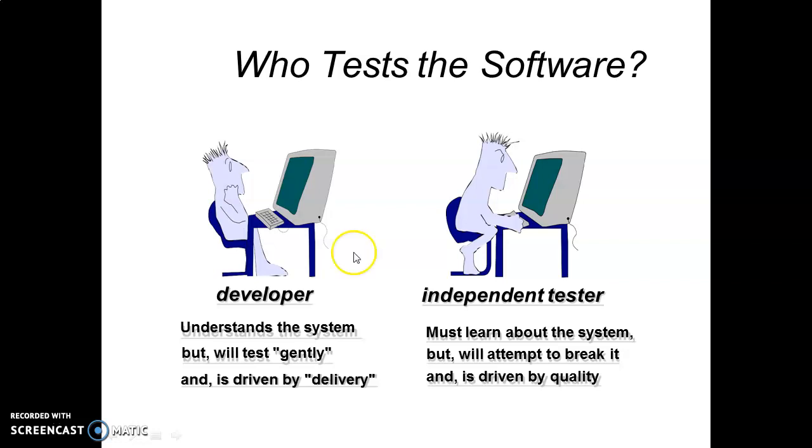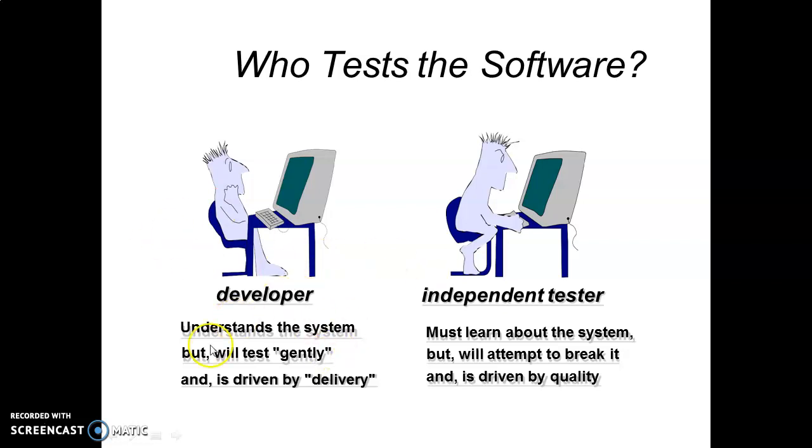On the other hand, we have independent testers. They have just a testing task. They are not developers and hence they must learn about the system before they start the testing. What is their job? They attempt to break the system. They impose stress on the system and then they see what happens in this critical scenario. And the testing done by the independent tester is driven by quality.